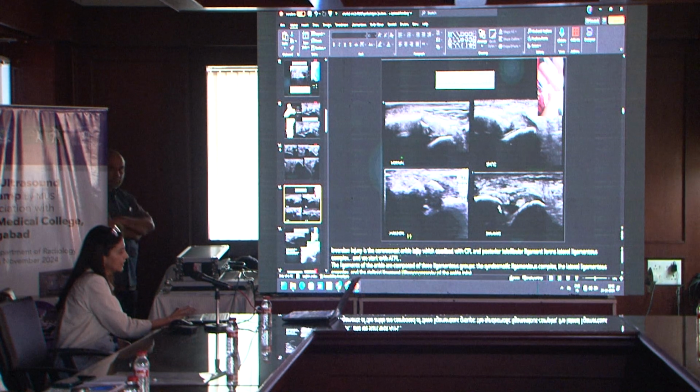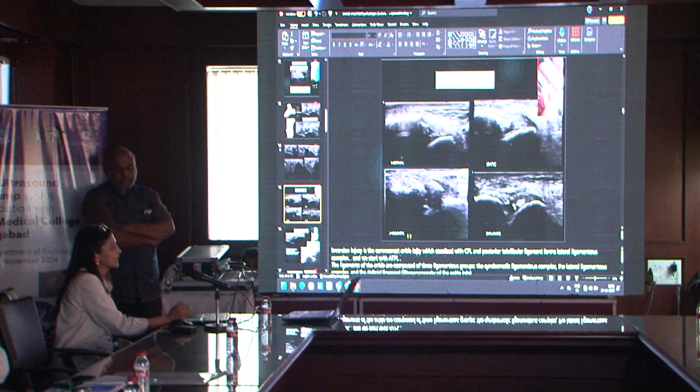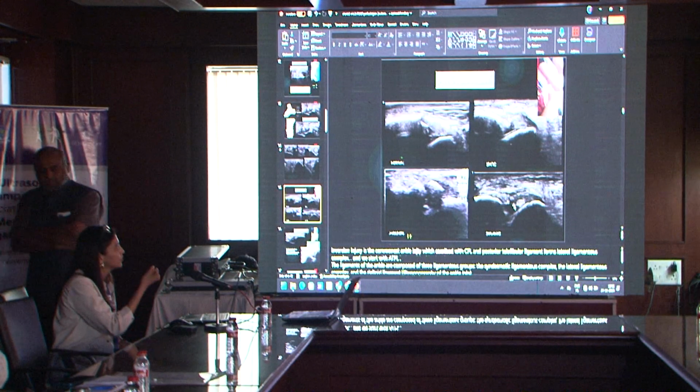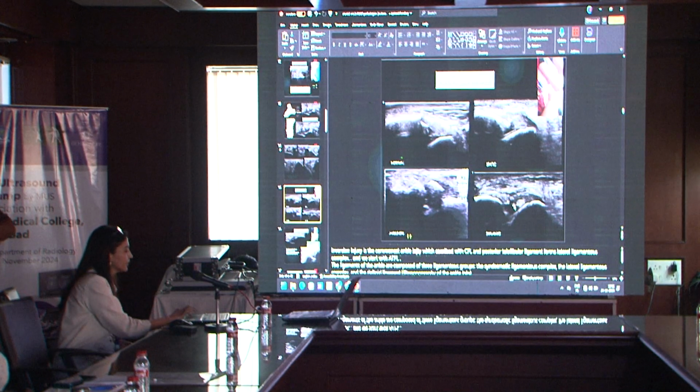Whenever we do see an ATFL tear, we will also like to do a dynamic examination. Dynamic examination for ATFL would be an anterior drawer test where we would pull the foot forward, and here we see that the distance increases with the dynamic examination. This is an example of ATFL tear with avulsion. So this is a bony avulsion from the lateral malleolus.